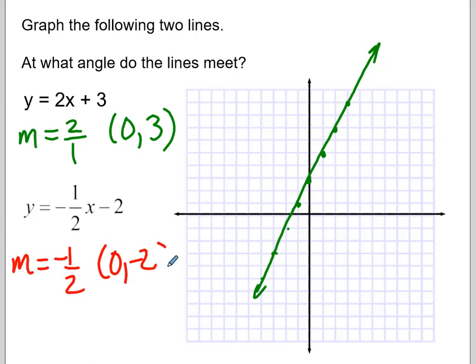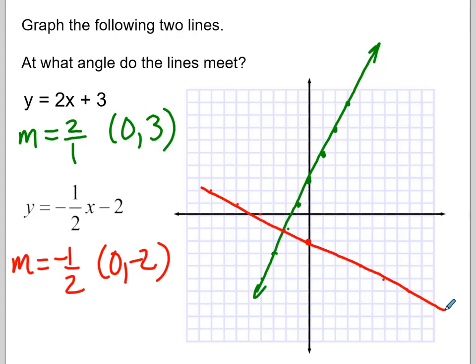And I'm going through a y-intercept of -2. So here's that location. Now, negative slope, that means down 1, right 2. Down 1, right 2. Down 1, right 2. Okay, I can also work that backwards. Okay, and if I draw my line here, it's not too bad.